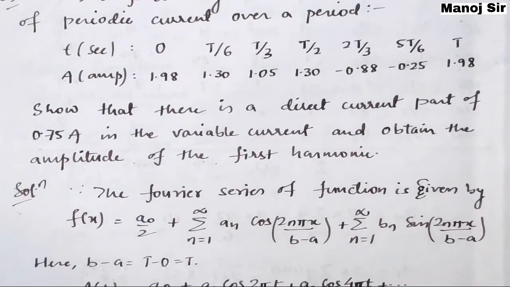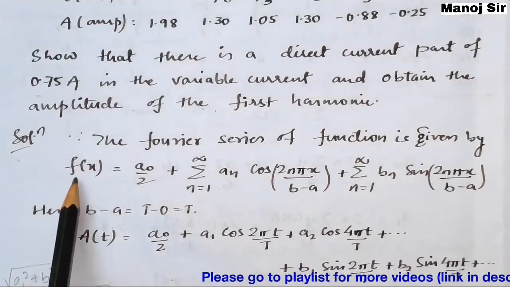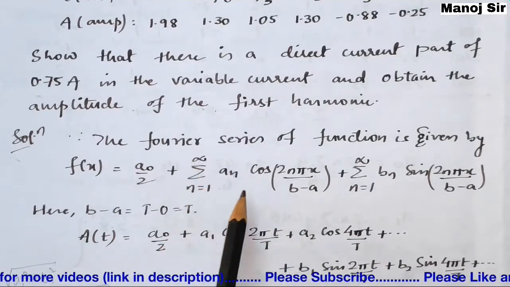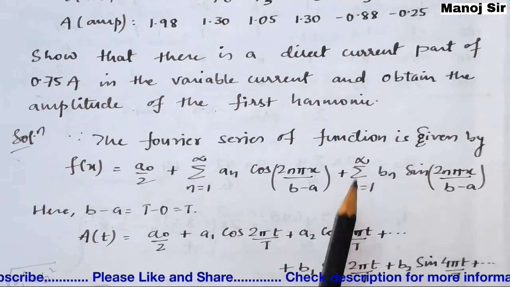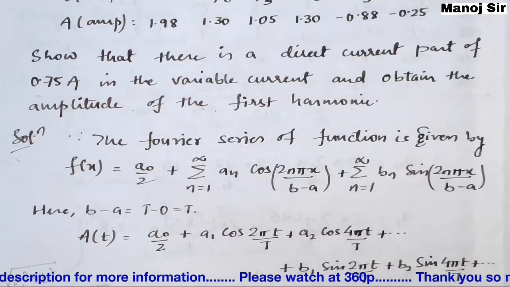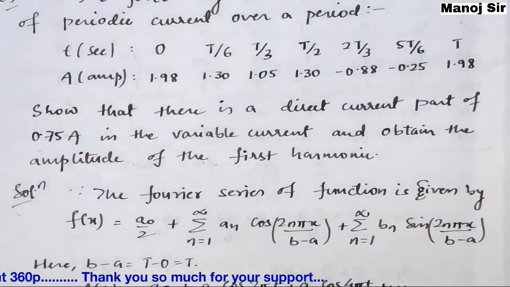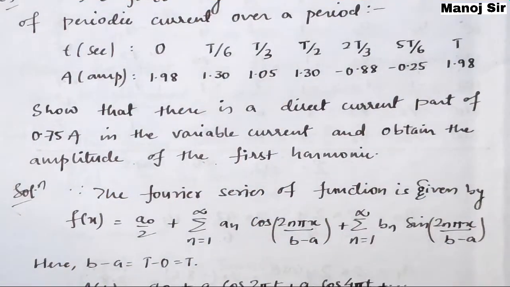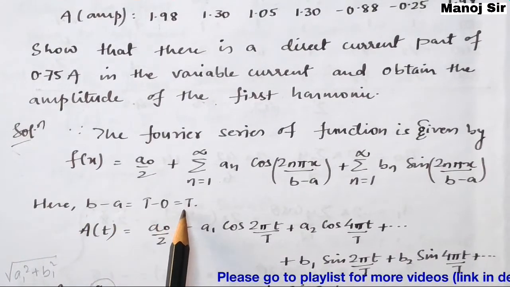Since we know that the Fourier series of any function f of x is given by f of x equals a naught upon 2 plus summation n equals 1 to infinity a n cos 2n pi x upon b minus a plus summation n equals 1 to infinity b n sin 2n pi x upon b minus a. This is the general formula for Fourier series. Here you can see the interval is from 0 to T. So what is b minus a? b minus a equals T minus 0, that is T.